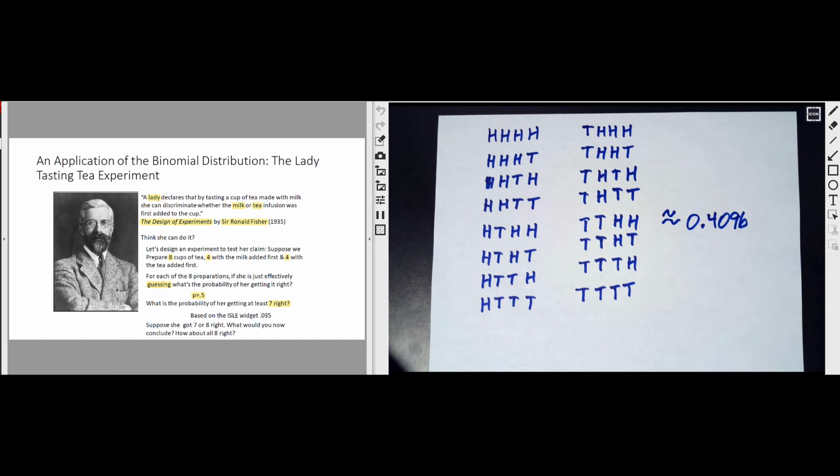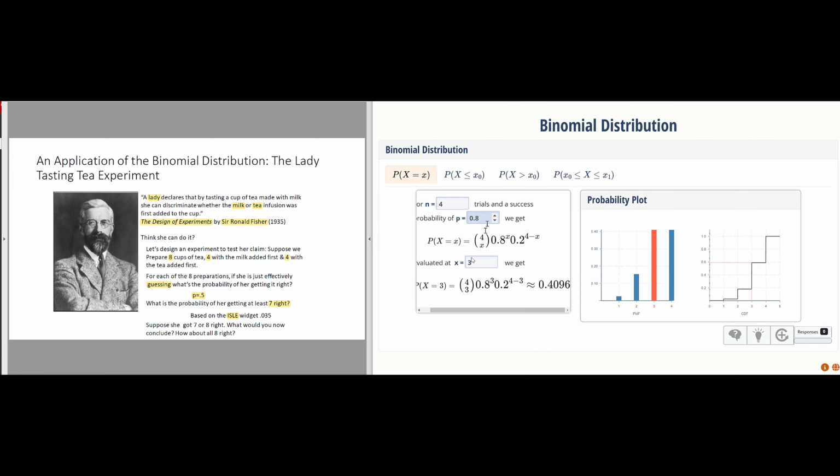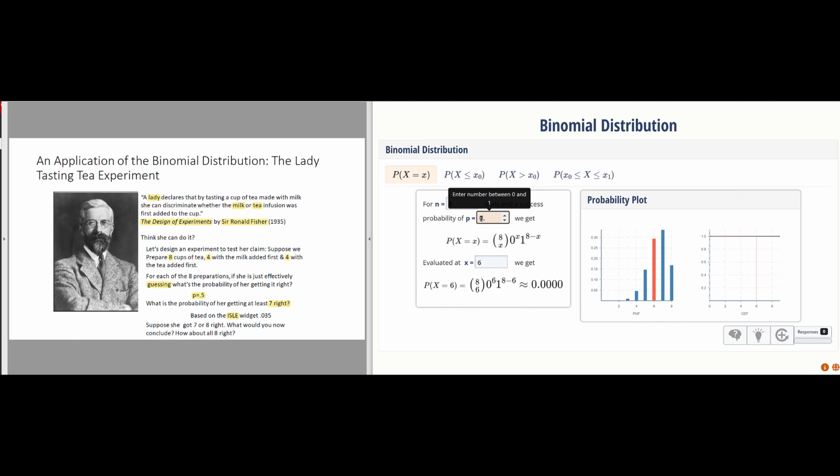Let's check that out using ISLE. This is a binomial situation. This time we're doing 8 trials. Oh, and by the way, we are testing whether the number of successes is greater than 6. Okay, so we're doing 8 trials. The probability of a success is 0.5.